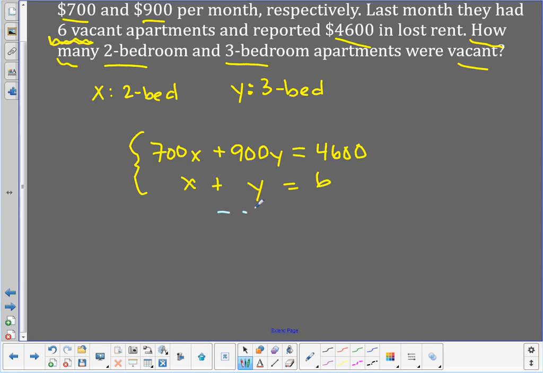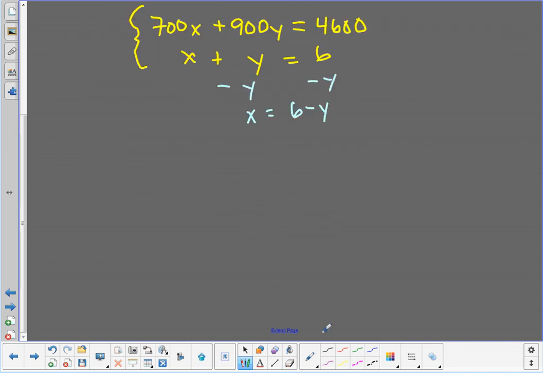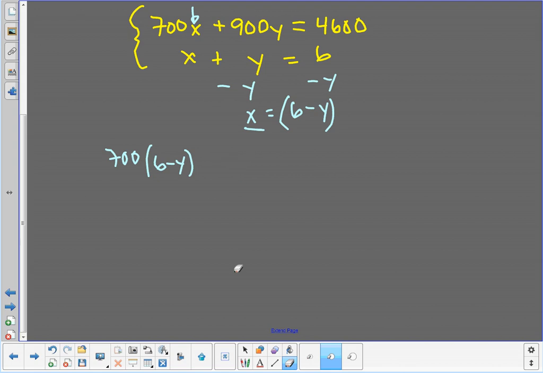I'm just going to go ahead and subtract this y variable in the bottom so that I have x is equal to 6 minus y. Or negative y plus 6, you could have written it like that. I'm going to take this 6 minus y and I'm going to plug it in for x right there. So I have 700, because I know that it's equal to x, 700 times 6 minus y, plus 900y, is equal to 4,600.